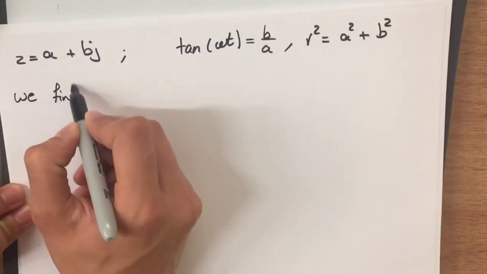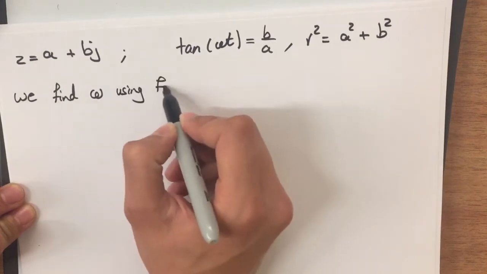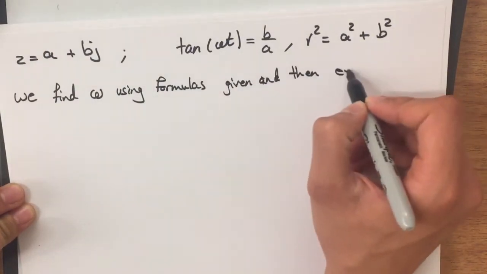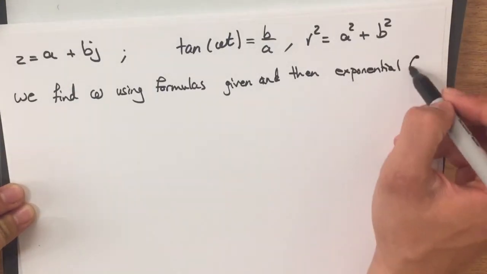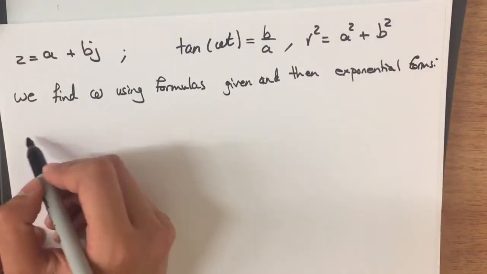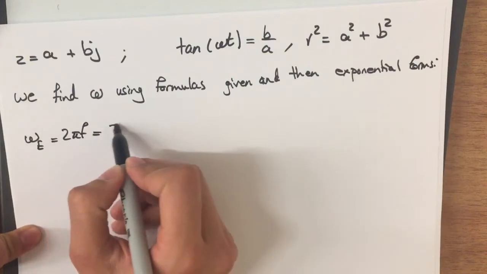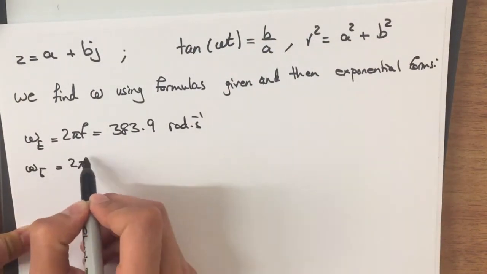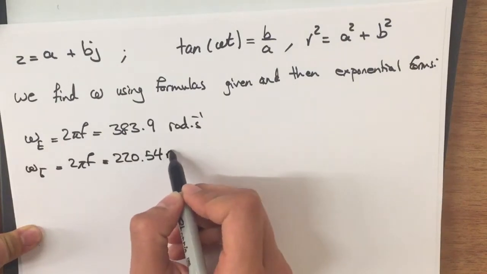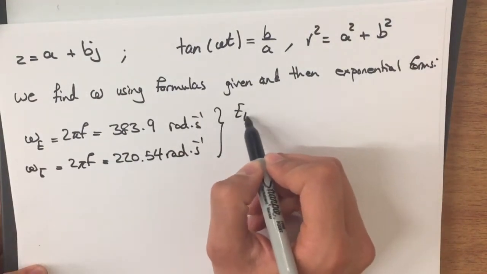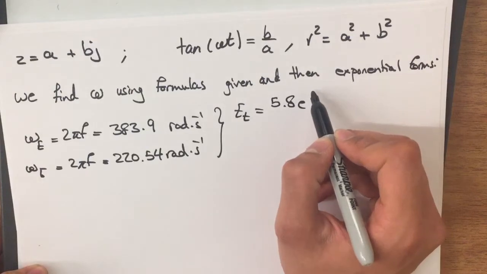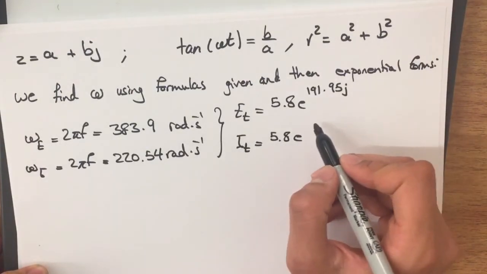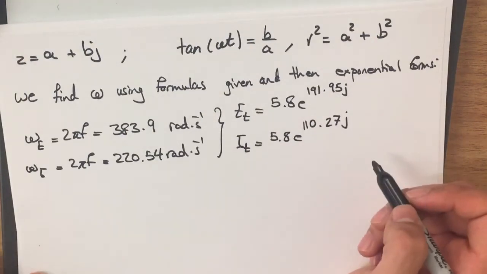Since we already know I0 and E0, the only thing we have to calculate is the angular frequency. Now how do we do this? You might recall that the formula for angular frequency is given by 2 pi f, 2 pi times the frequency. So using this equation, for voltage we get 383.9 radians per second, and for the current we get 220.54 radians per second, implying that both the equations can be summarized as follows once the appropriate numbers are plugged in.